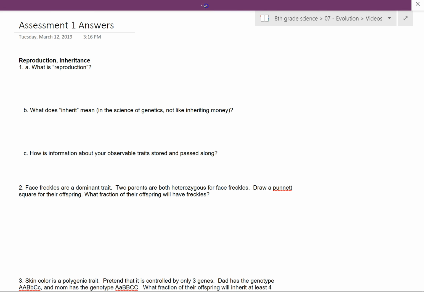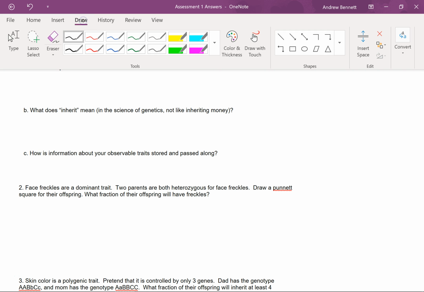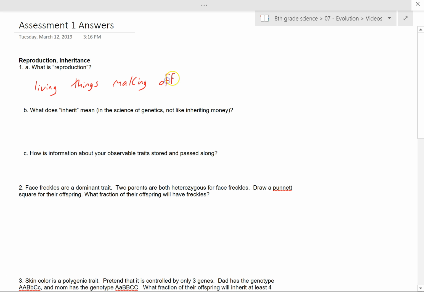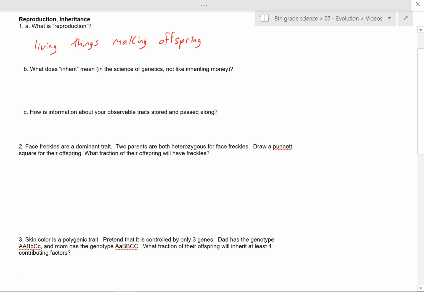I saw a lot of overly specific answers on that, things that only applied to either sexual reproduction or asexual reproduction. But just as a general answer here, reproduction is living things making offspring. So parents are making kids, fungus are making spores, plants are making seeds that grow into new plants, living things are making offspring. What does inherit mean?